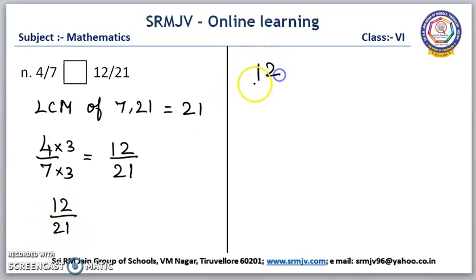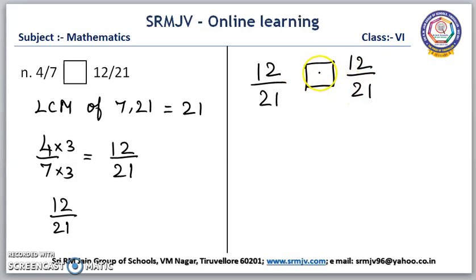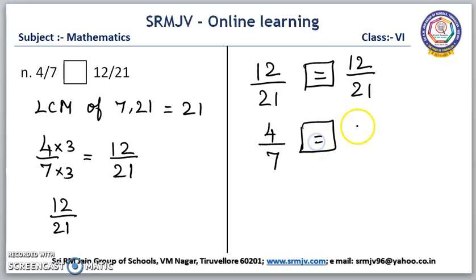Now the first fraction is 12 by 21. The second fraction is also 12 by 21. So these two fractions are equal. So 4 by 7 is equivalent to 12 by 21. These two fractions are equivalent fractions. Is it clear, children?